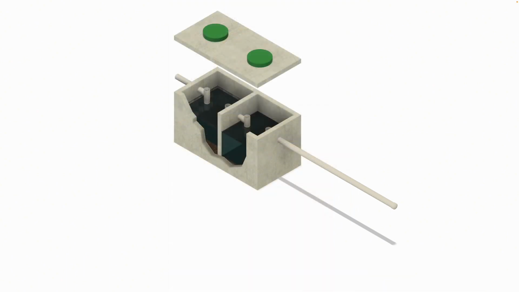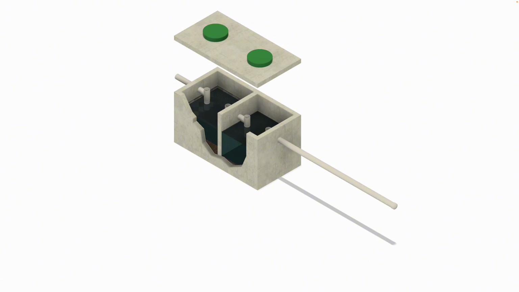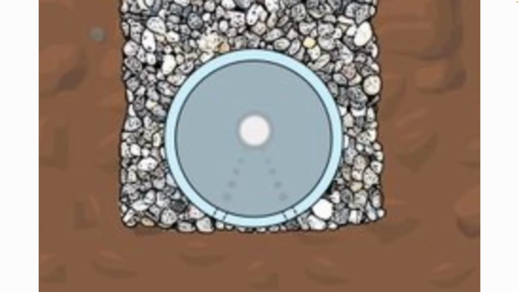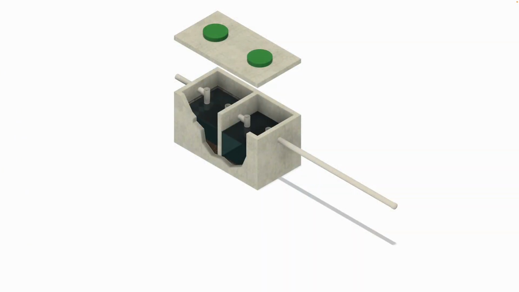And then finally, the water will then flow out of the second chamber of the septic tank through the outlet baffle, or T, through a pipe or series of pipes that go out to your drain field or your leach field. And these pipes will be a series of perforated pipes. And those pipes will usually be surrounded by gravel or maybe like a filter fabric. And that water then percolates through the gravel into the surrounding soil and eventually makes its way back into the water table.